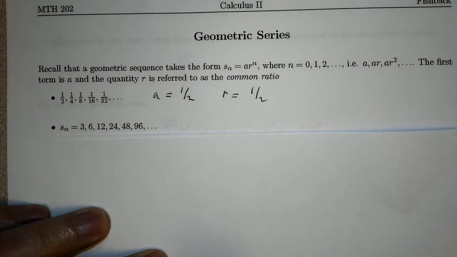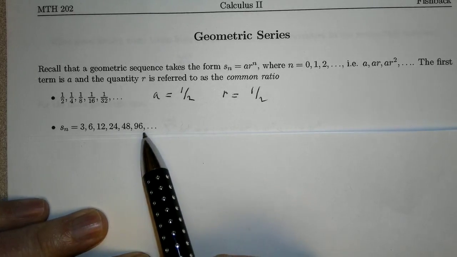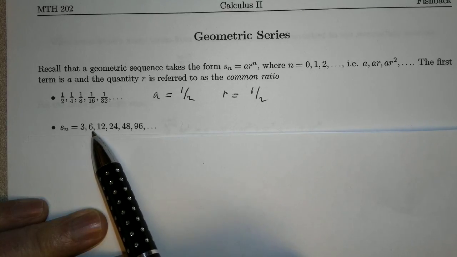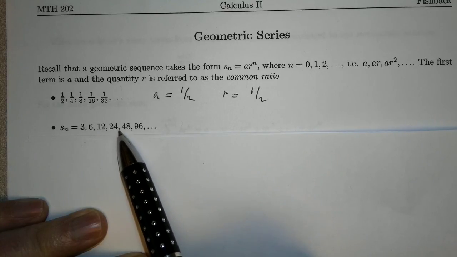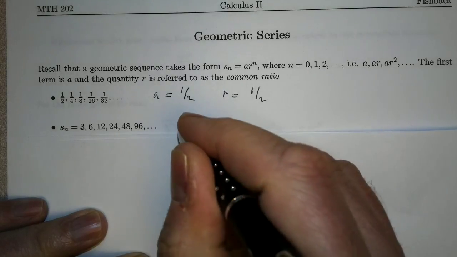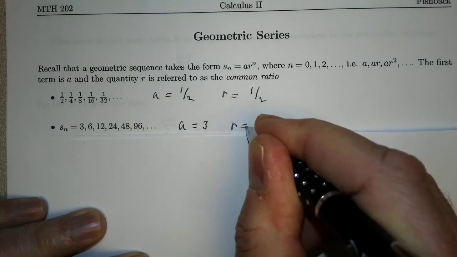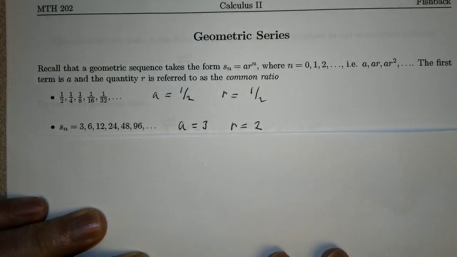S sub n is 3, 6, 12, 24, 48, 96. So I multiply 3 by 2 to get 6, 6 by 2 to get 12, 12 by 2 to get 24, and so on and so forth. So here the first term is equal to 3, and the quantity I'm always multiplying by, the common ratio, is 2.